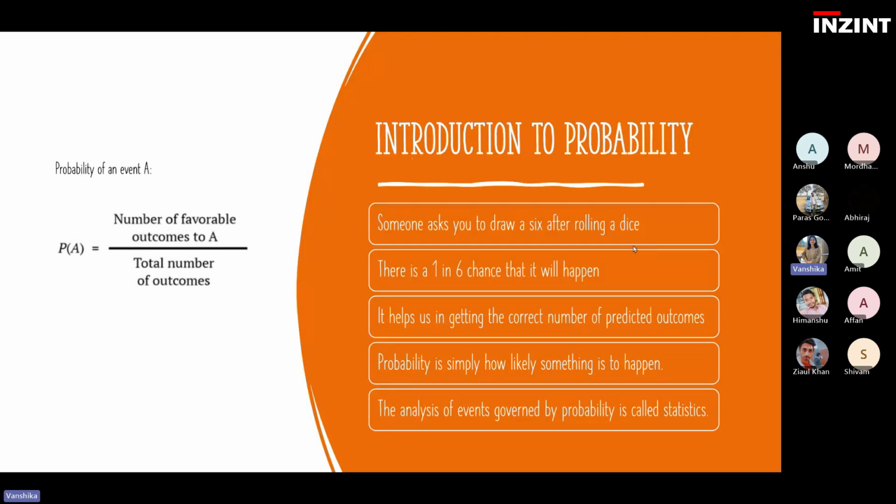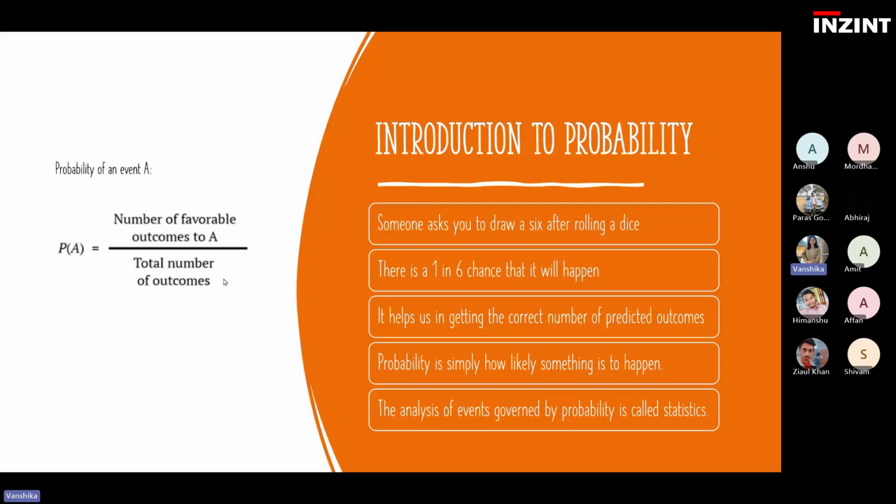We know that there is a 1 in 6 chance that we are going to get 6 after we roll a dice. और ये चीज हमें पता कैसे लगती है? We calculate the probability of any event by putting the number of favorable outcomes that are in favor of A and dividing it by the total number of outcomes.